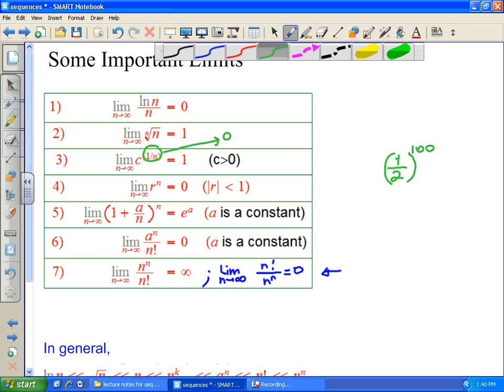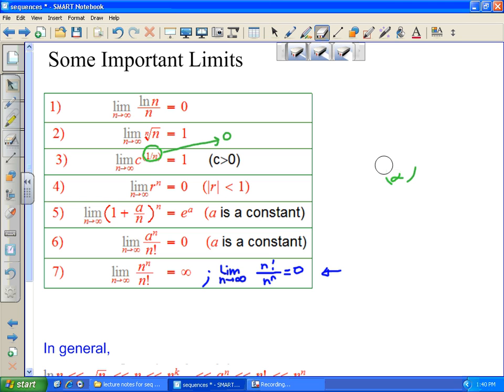So basically what you're doing is a half times a half times a half times a half. What is happening to the number? It's approaching 0, right? So if you take a number that is less than 1 and keep multiplying it by itself a larger and larger number of times, the product is going to approach 0.